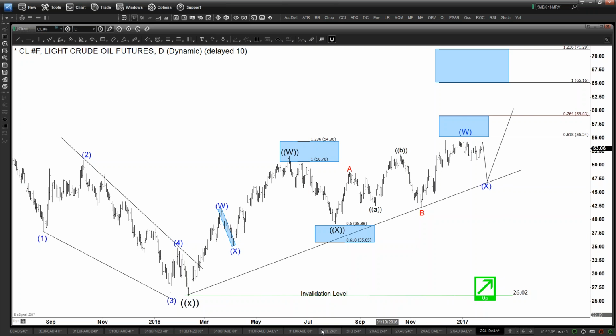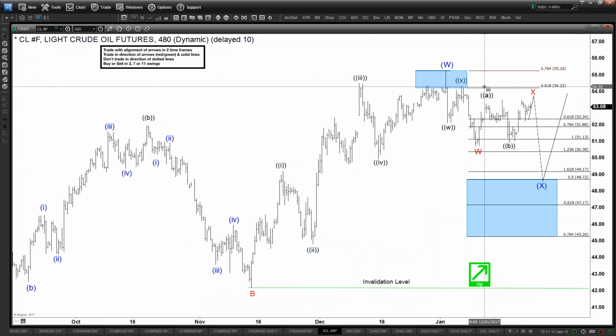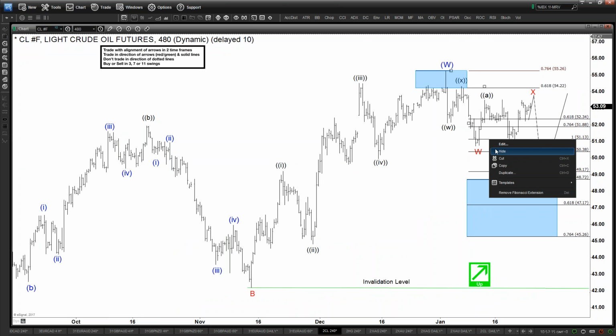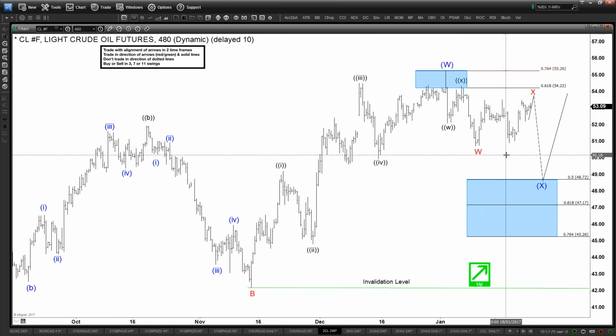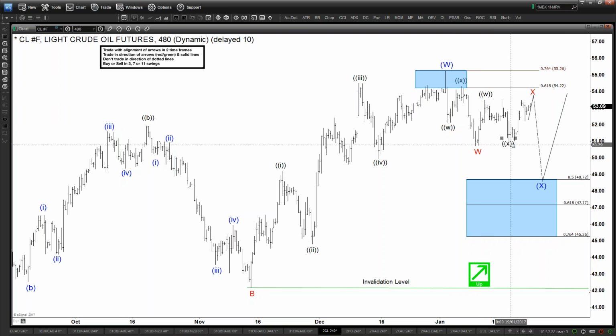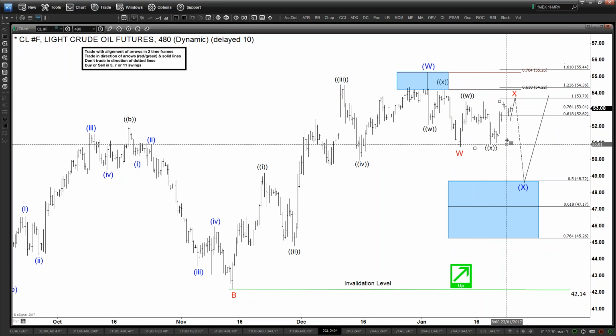Okay, so just like crude oil bounced perfectly over here after reaching equal legs from the peak, we can see the black W and X cycle. So similarly, it will be reaching another set of equal legs from this low here of 110, which is around 53.70, 54.36. The 1.618 extension is just above the previous peak.